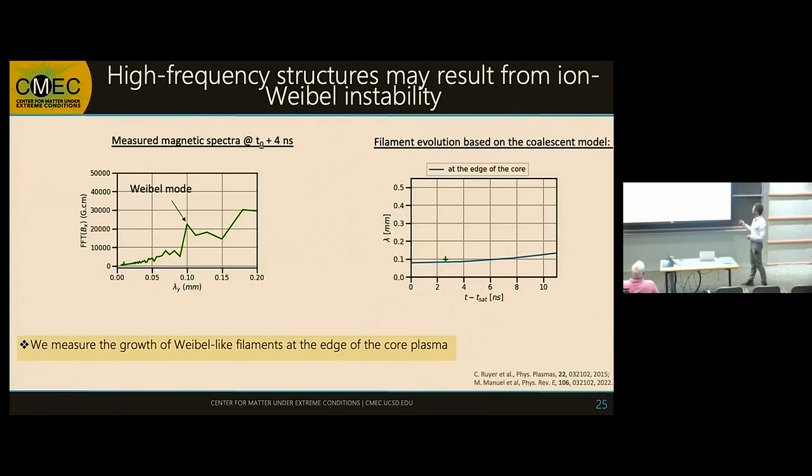And on the right side, I compare with the model which is the quiescent model. So the quiescent model for the ion-Weibel instability is when the ion-Weibel instability reaches the saturation regime, the filaments will start to merge, and so the wavelengths will increase. I plotted this temporal evolution of this filament in blue here, and I compare with our measurement, which is the green cross here, and we see they match pretty well. So we believe that the filaments we see early in time are due to the ion-Weibel instability.